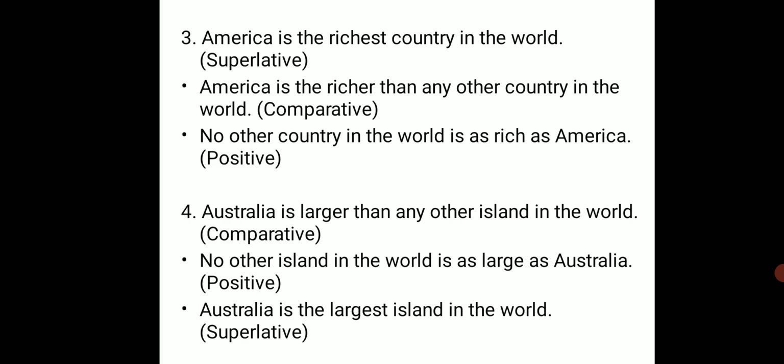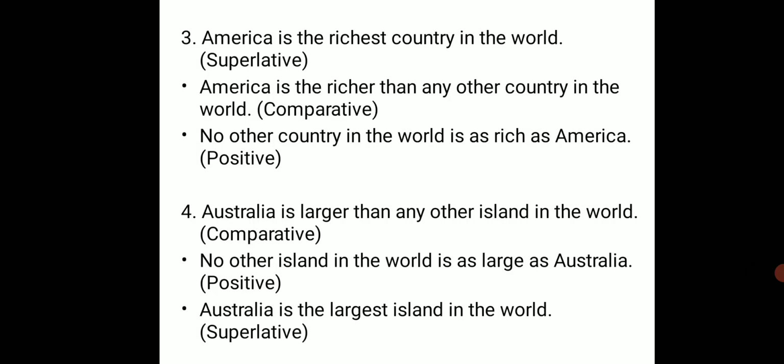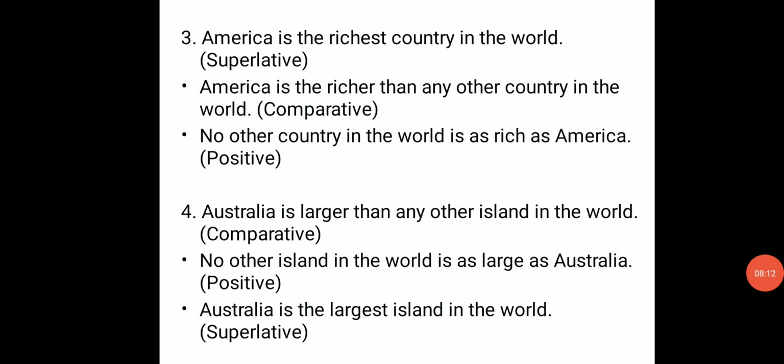Then the fourth one, in the same way, consider this example: Australia is larger than any other island in the world. Right? Australia is larger than, it's in comparative degree. Now by looking at the adjective and its form, larger than, er plus than, by observing that you have to judge that it is a comparative sentence.